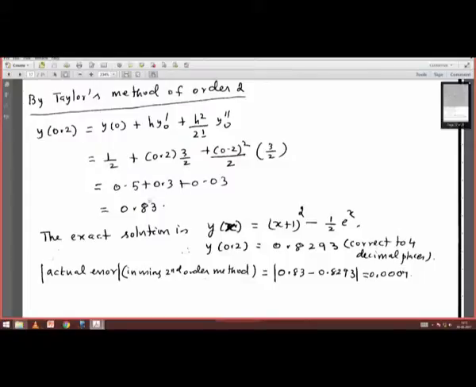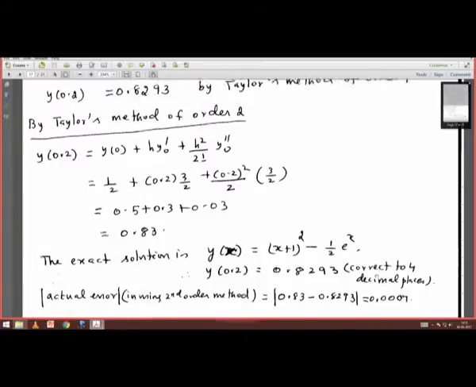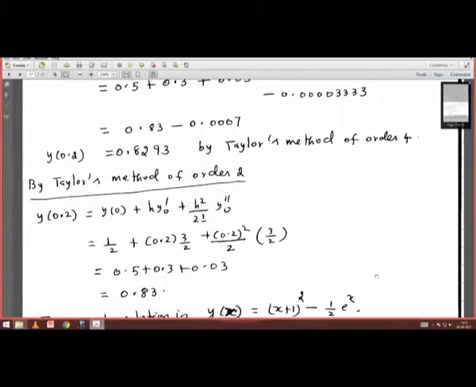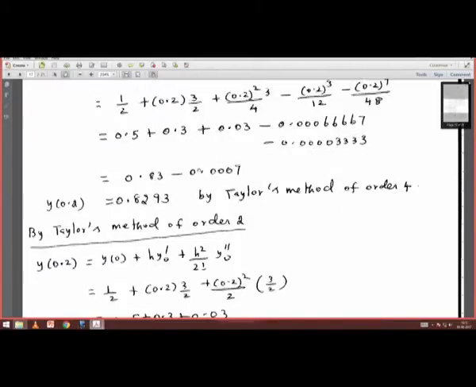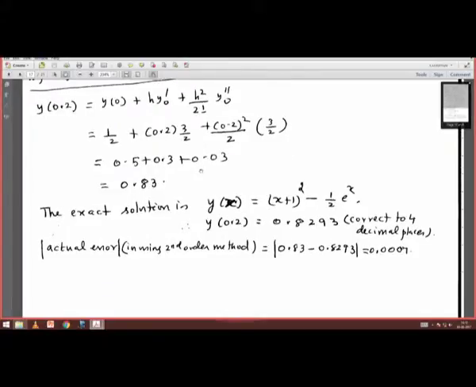The solution computed numerically is 0.83. The exact solution gives 0.8293. So, the error that is occurring in this computation is 0.0007, whereas at this point when we require solution correct up to 4 decimal places and use Taylor's method of order 4, we see that the method of order 4 and the exact solution match up to 4 decimal places.